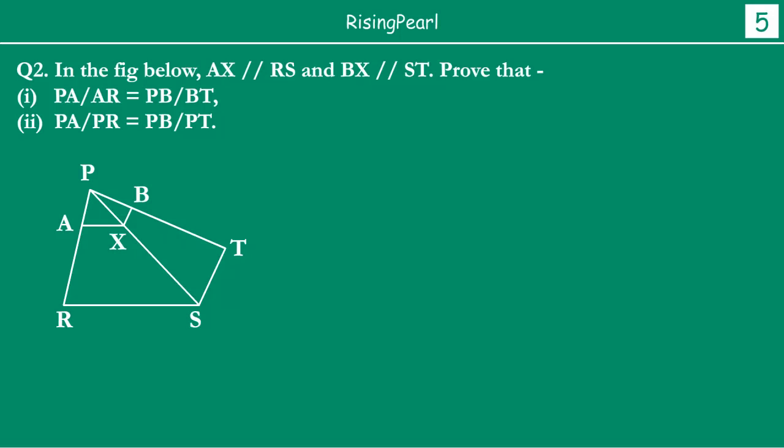So here, friends, we have question number 2. This is our second question. Now, in this case, the good news is we have been given a figure. So in the figure below, AX is parallel to RS. Which is AX? AX is this side. This is parallel to RS, this side. And BX, this side, is parallel to ST.